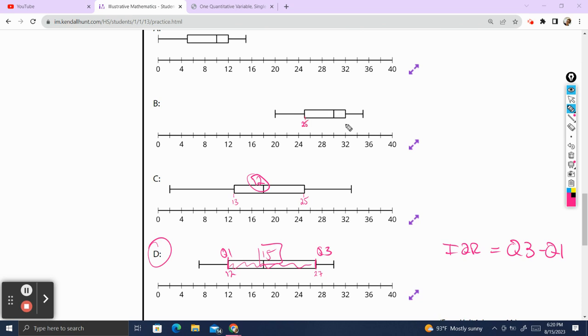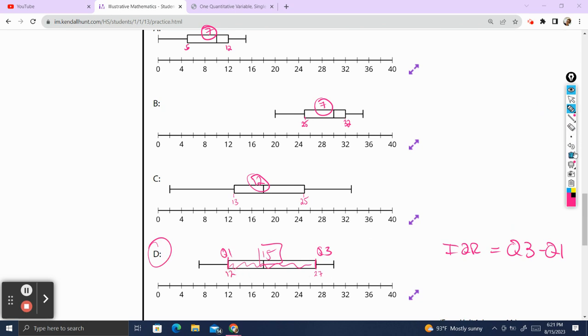This looks like it's at 25. This is at 32. The difference here, the IQR would be 7. Up here, this is 5, and this is 12. The distance here is 7. So as you can see, we just calculated the IQR of every box plot, but this one is the greatest IQR. We also did that visually, so it's very easy to see that the greatest IQR is D just by looking at the width of the box.